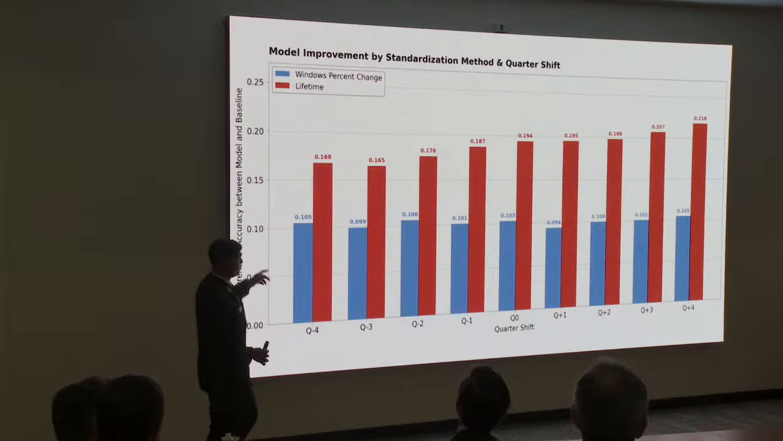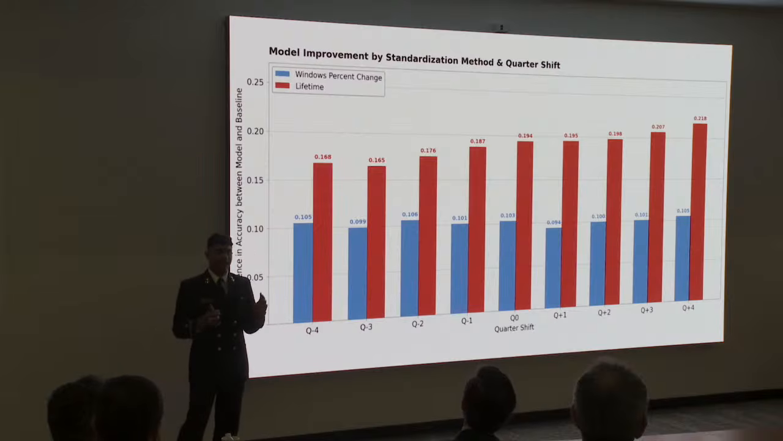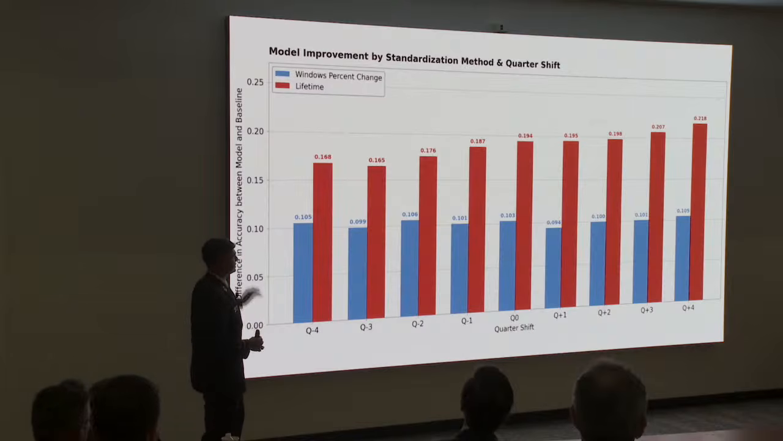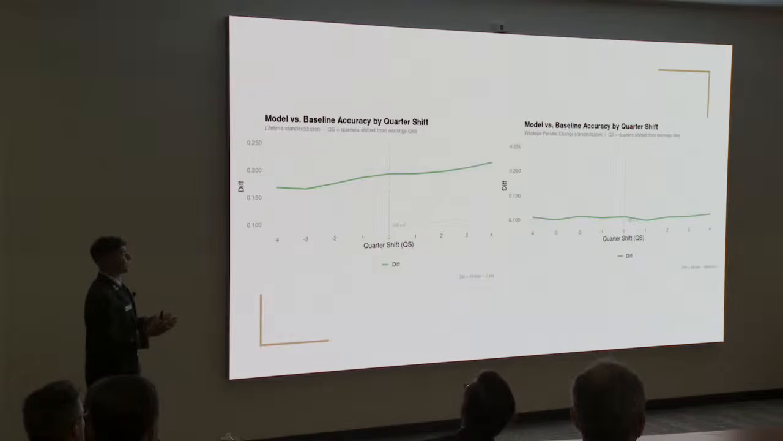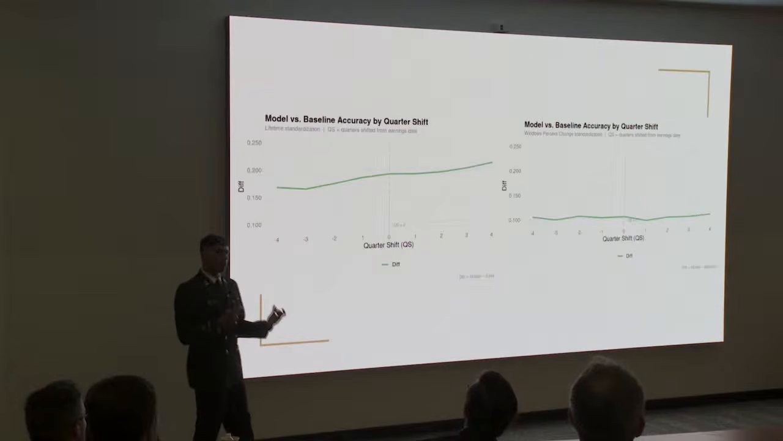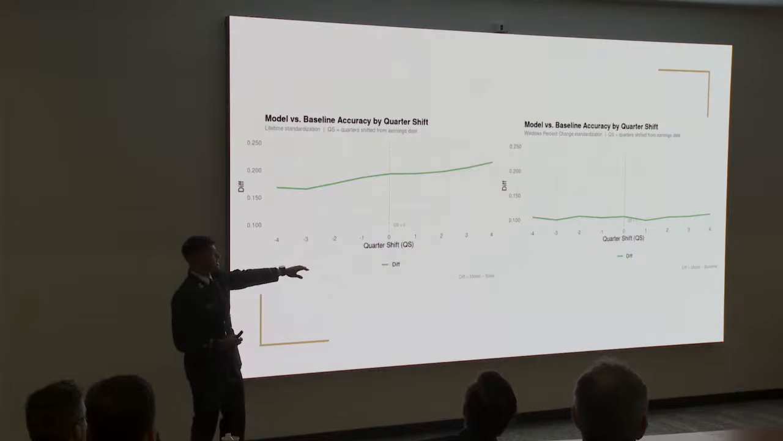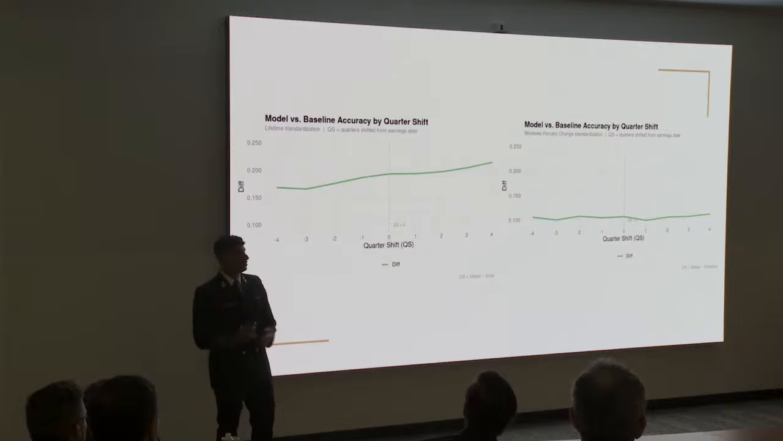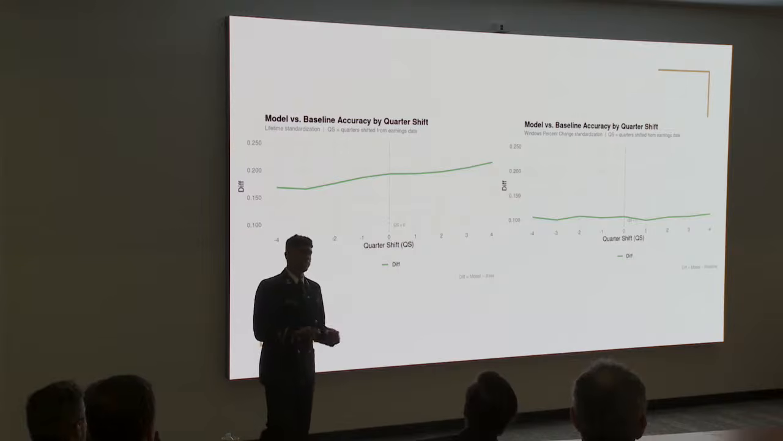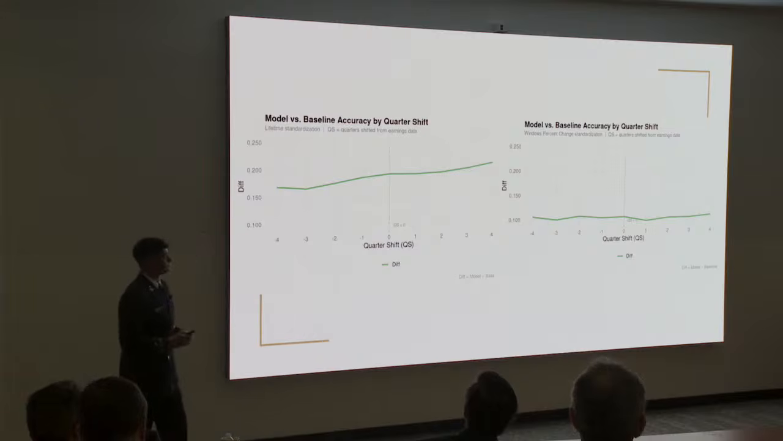However, windows percent change was the only other standardization that had meaning in it. And so we decided to run away with that. That's the one we're going to use. Here's another perspective of it, where we're trying to figure out which specific quarter shift we're going to use. And the right is windows percent change. As you can see, there's no clear quarter that is the best quarter. And so intuitively, we just decided to stick with a quarter shift of 0 for the duration of our research.